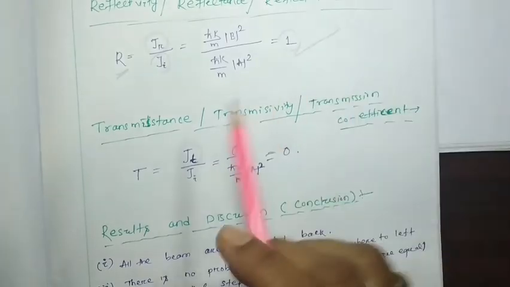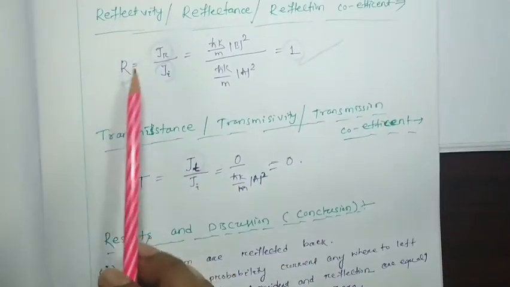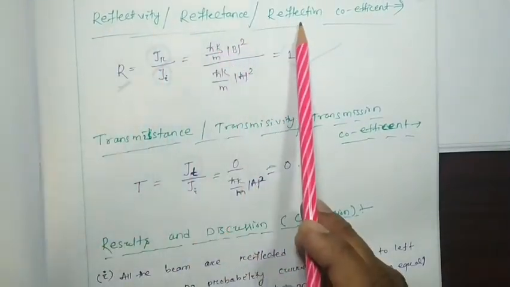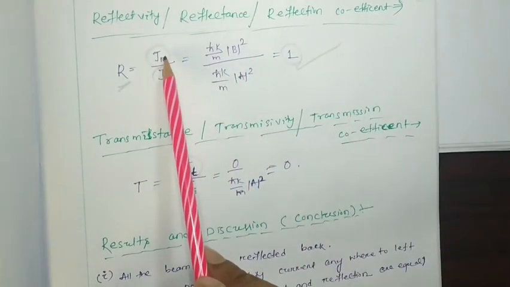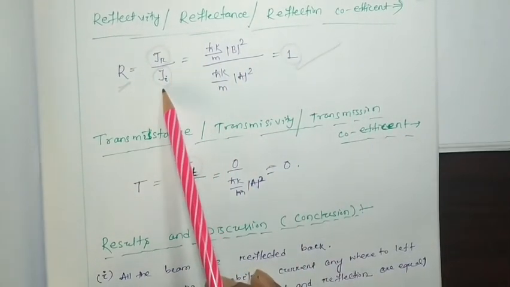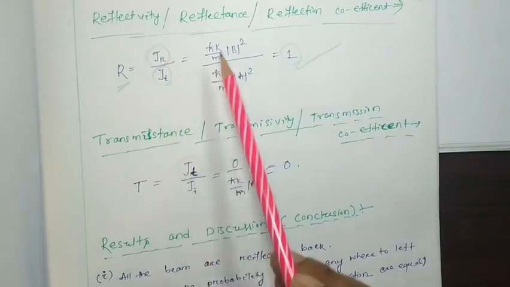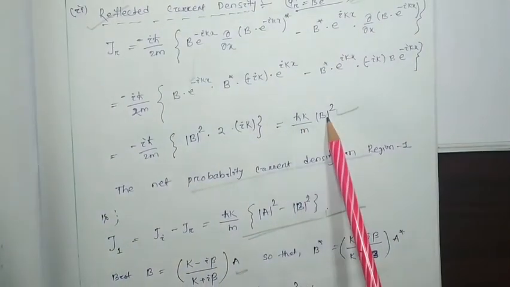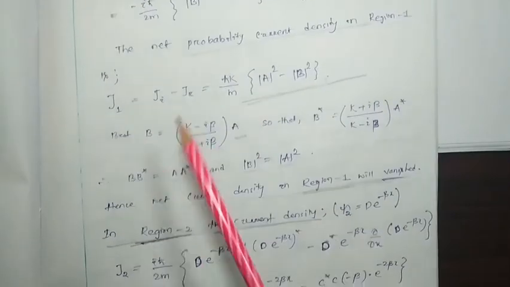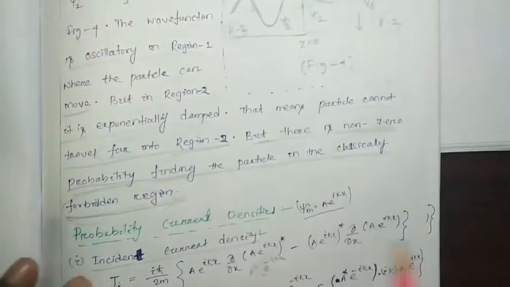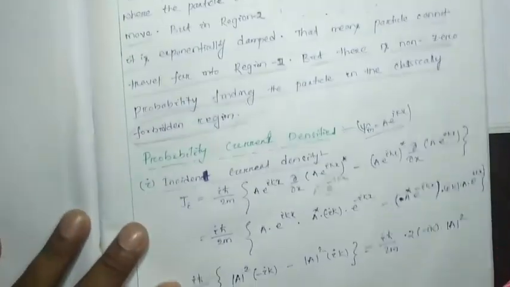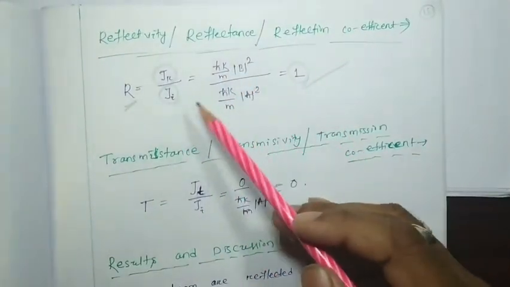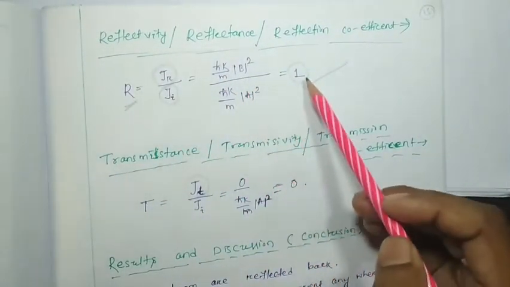Maybe it is disturbed, you did not visualize perfectly. So reflectivity, reflectance or reflection coefficient is the reflection current density by the incident current density. The reflection current density we found is h cross k by m B mod square. The incident current density we found is h cross k by m A mod square. If we consider these two values, and also we found B mod square equals A mod square, it will be 1.